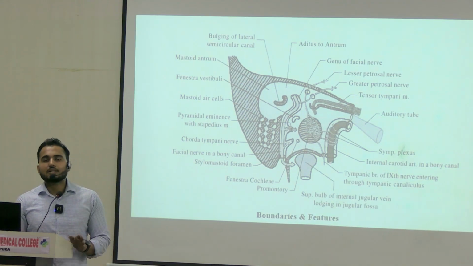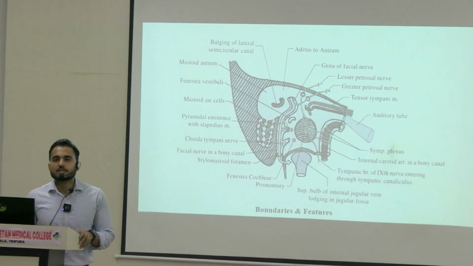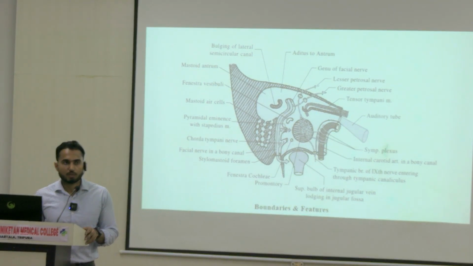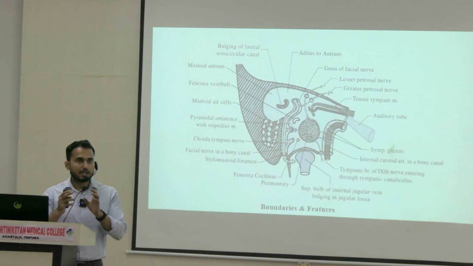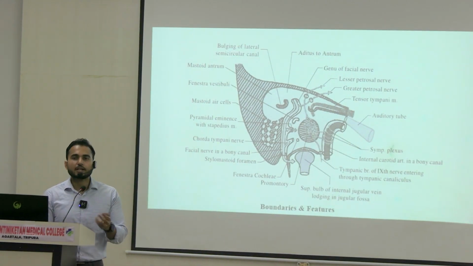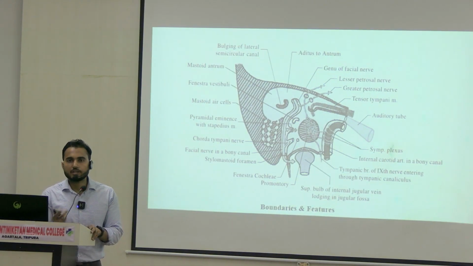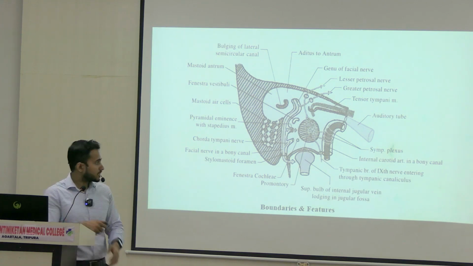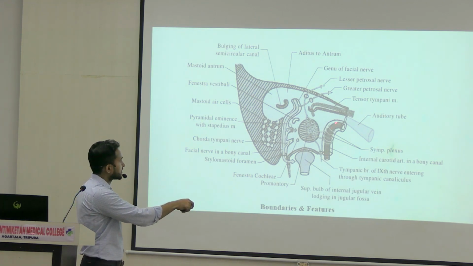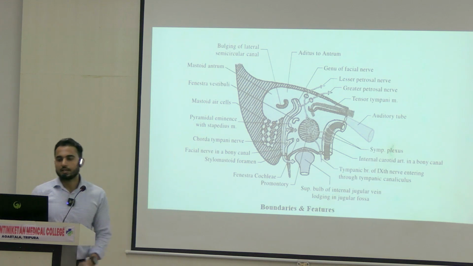Now inside the carotid canal, what is present? Carotid canal, canal means something is passing through it. What will be there? Internal carotid artery, as simple as that. You can see the internal carotid artery is passing through the carotid canal.